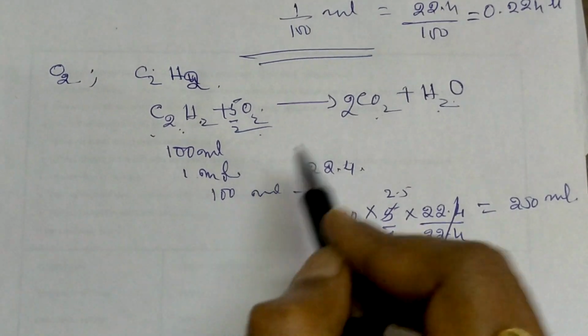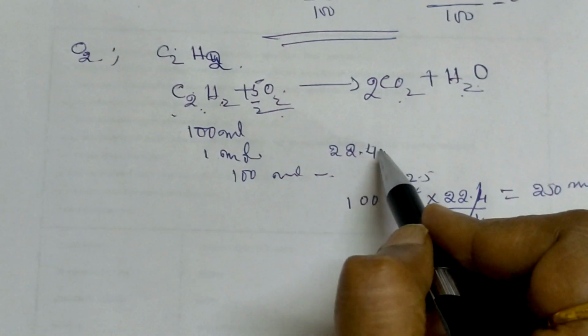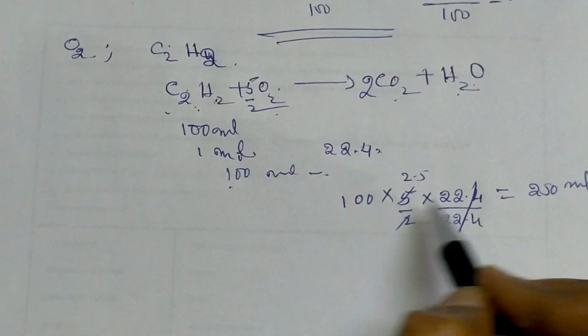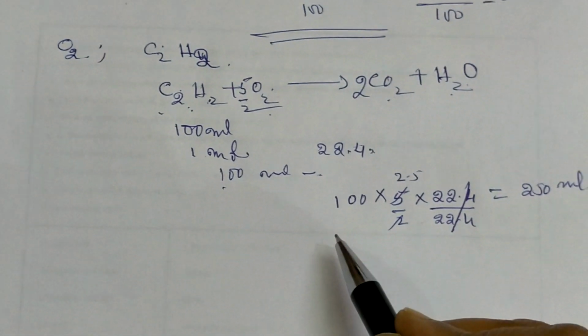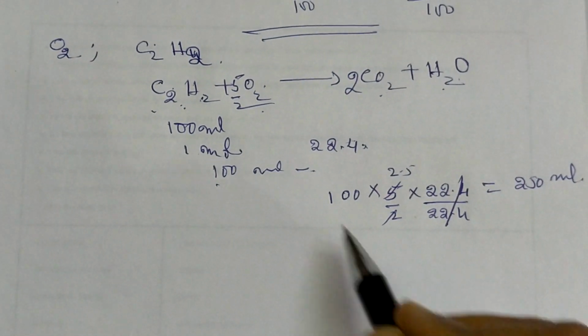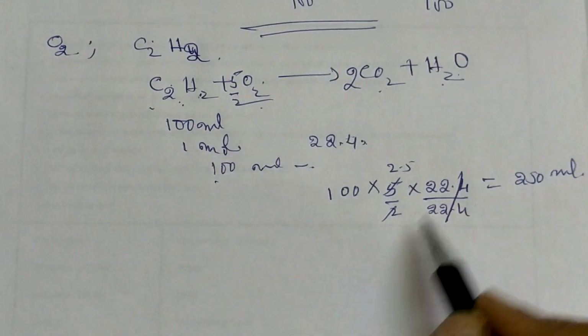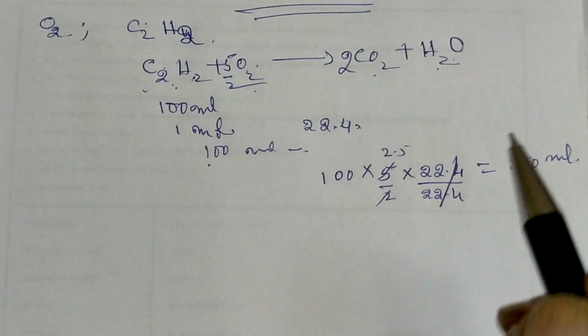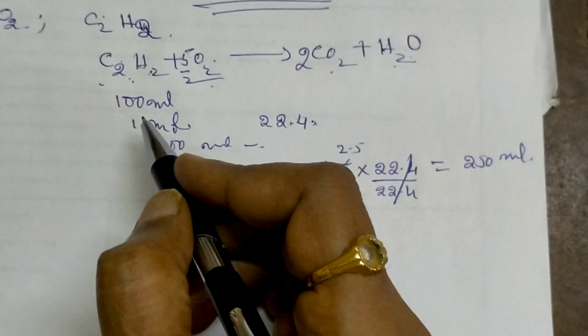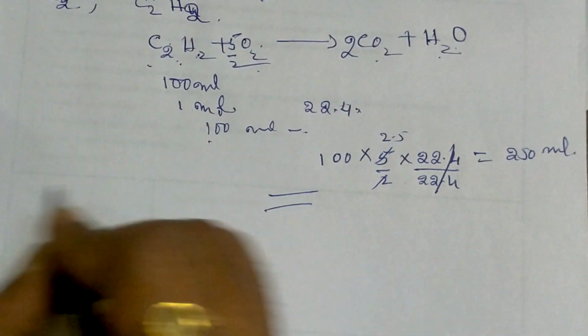Very simple. 1 mole of acetylene is 22.4 liters. 100 ml means 100 into 22.4. 100 by 22.4, and 5 by 2 moles of oxygen equals 5 by 2 into 22.4. The 22.4 cancel, and 250 ml of oxygen is required. Very simple. Okay, next question we'll see.